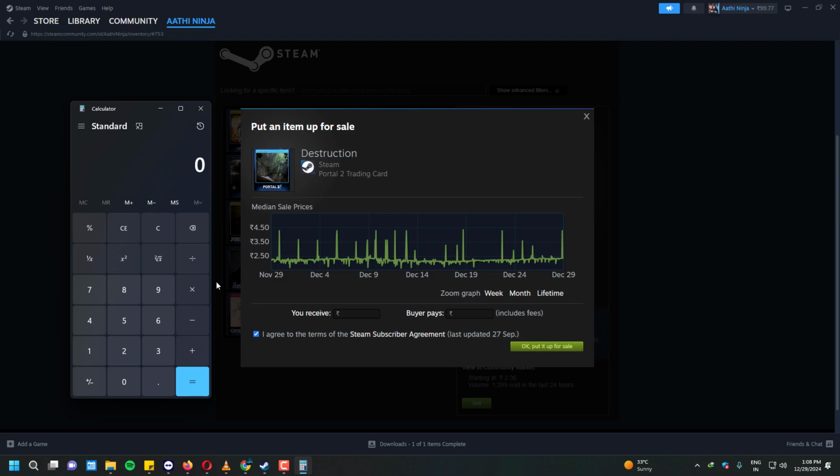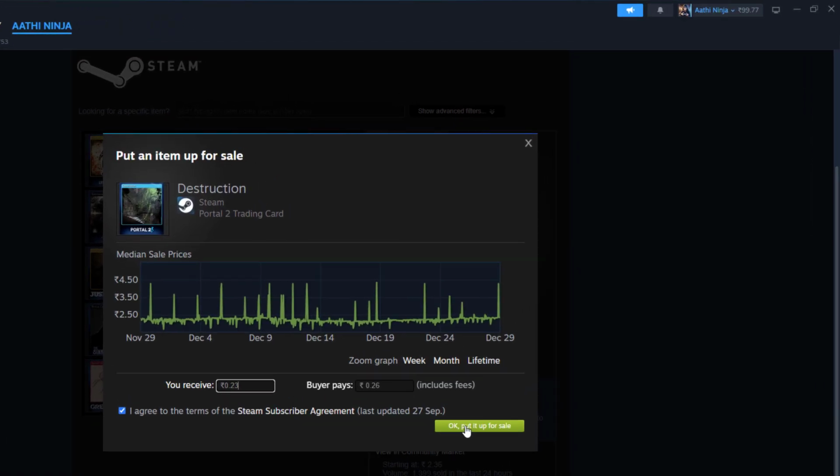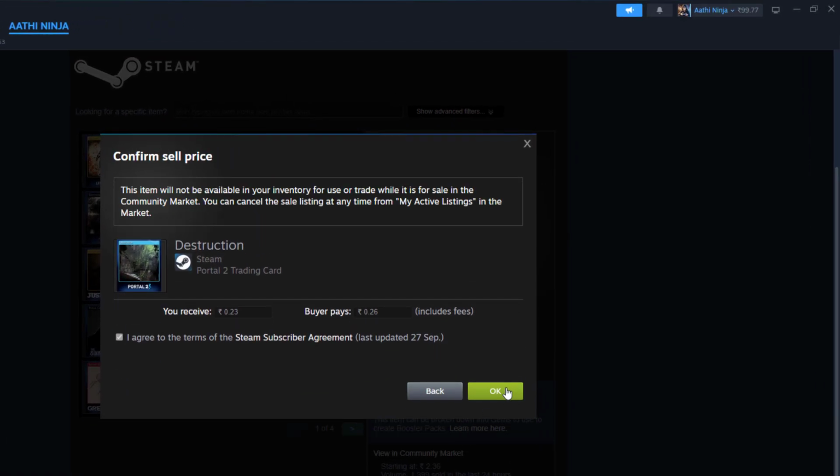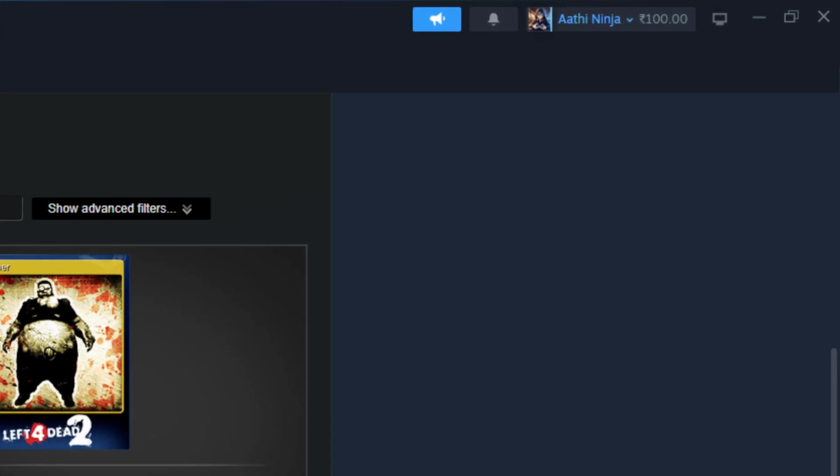Let's just say 100 pennies is 1 rupee. I will calculate the subtraction amount of 177, so I will get the answer. I will sell that trading card for that amount and it will be round figured instantly. Cool. Now I don't have the pennies anymore. Now I have a round figure, whole amount.